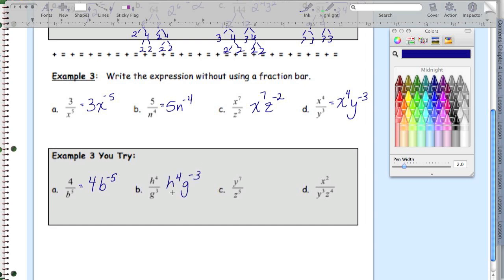Now the only thing here is you usually want it to be in alphabetical order, as we've had in all these problems up above. So you would rewrite it as g to the negative 3rd, h to the 4th. Letter C, we get y to the 7th, z to the negative 5th. And letter D is x squared, y to the negative 3rd, z to the negative 4th. And you're done. Nice job, guys.